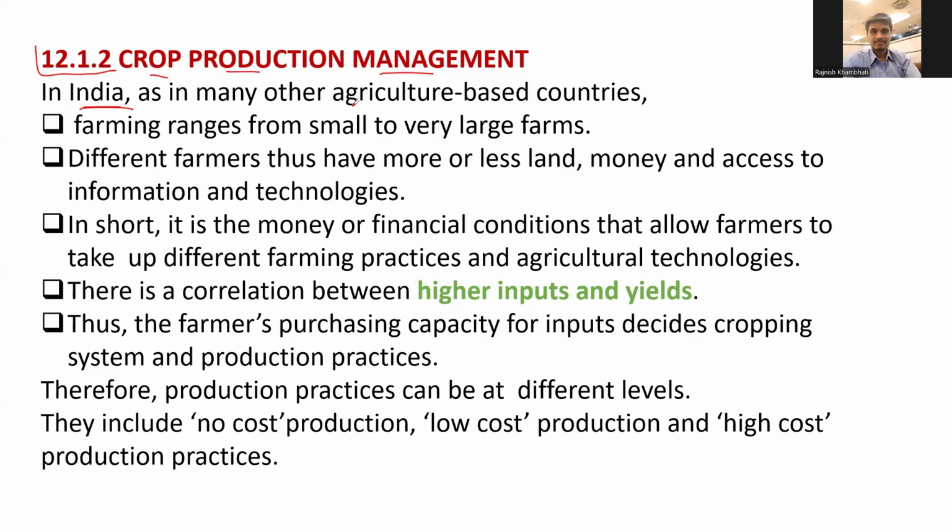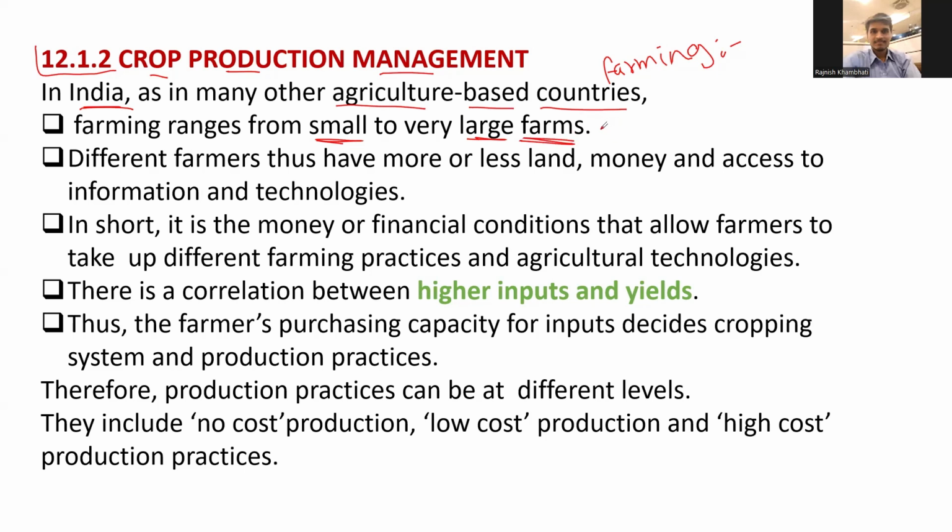India is what? An agriculture-based country. That means in India, most of the population depends on farming, on agriculture. Okay, we depend on farming for our living. As we all depend on farming, all are farmers, and the farming can now be divided from small farms, small farmers, to very large farmers.